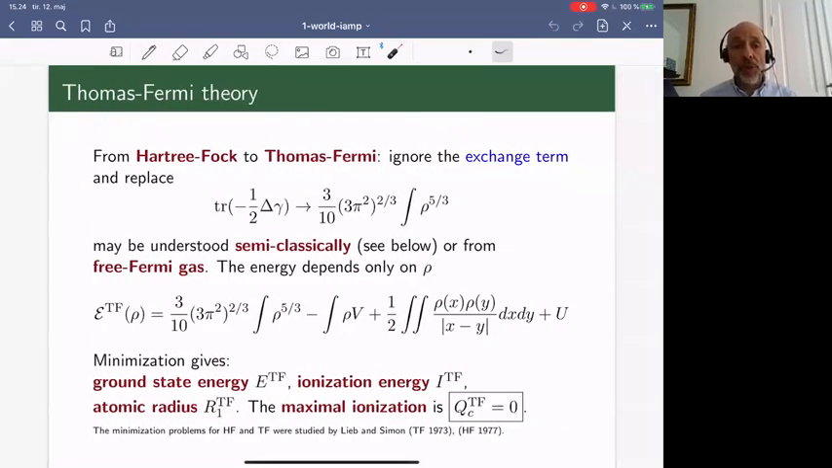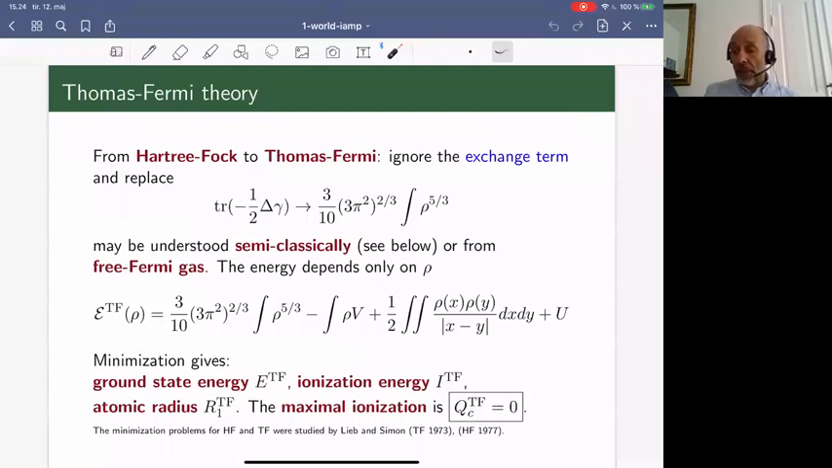Let me then go to the, we want to say, low-level theory. I mean, the simplest of all theories. That's the Thomas-Fermi theory. So in Hartree-Fock theory, everything was dependent on the one particle density matrix. Thomas-Fermi theory is the simplest of a large family of theories called density functional theories, where the energy is expressed only in terms of the density. And essentially, how do you get from Hartree-Fock theory to Thomas-Fermi theory?